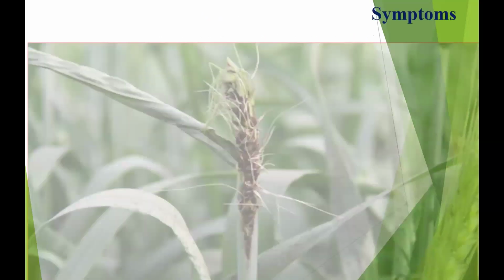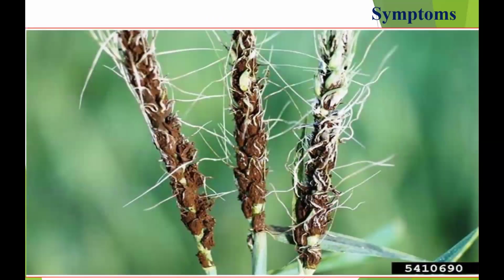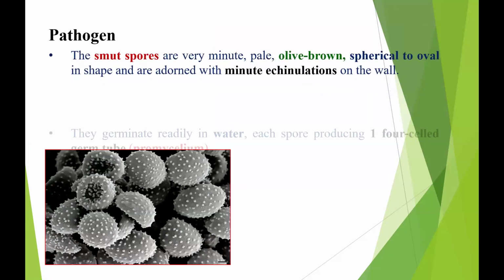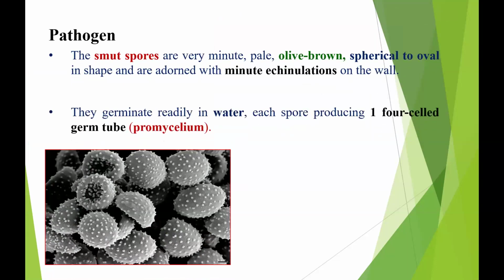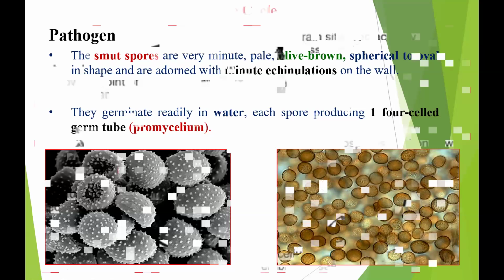and the symptoms look like this in the field. Except the rachis, the whole inflorescence is converted to spore masses. And the pathogen under the microscope appears pale olive brown, spherical to oval in shape, and adorned with minute echinulations. We can see some thorn-like appearance, which is called echinulations. And they germinate readily in water. Each spore produces 1 to 4 celled germ tubes, which is also known as promycelium.